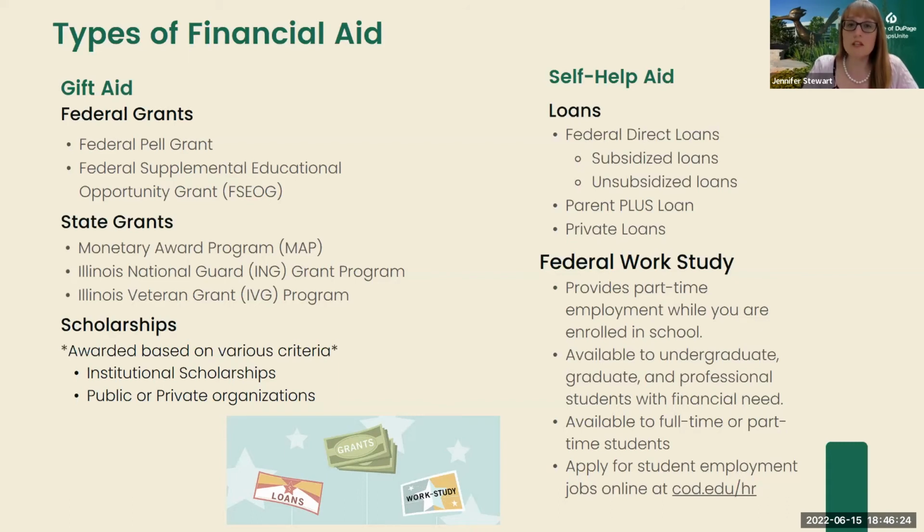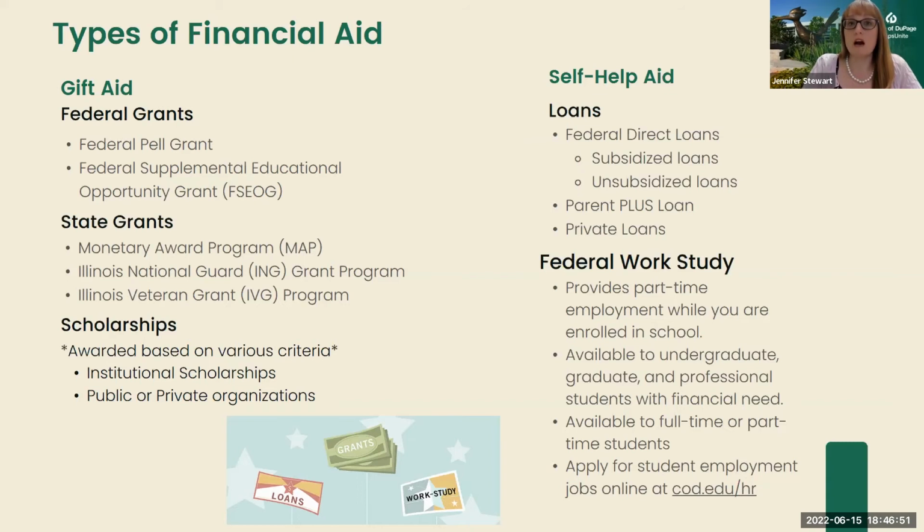So on top of that, there's also financial aid that falls under what's called self-help. So that's where you're borrowing money or you're working in a job to earn money. So I mentioned federal loans. So at College of DuPage, we do participate in the federal direct loan program, and that can either be subsidized or unsubsidized. So when you file the FAFSA, you're automatically applying for the direct loans.